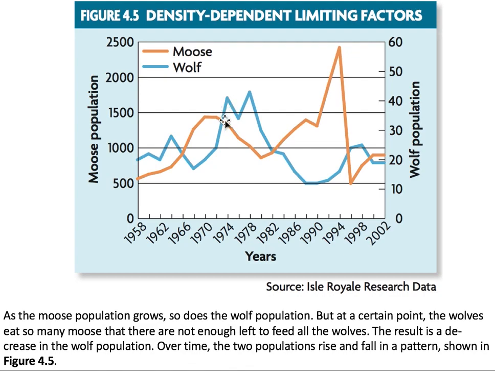So here the moose population is crashing. And in response to that, now you have all these hungry wolves with nothing to eat. The wolf population crashed. And over time, this rise and fall pattern emerged where the predator was following the pattern of the prey, just a little bit lagging. This is a density-dependent limiting factor type of situation.